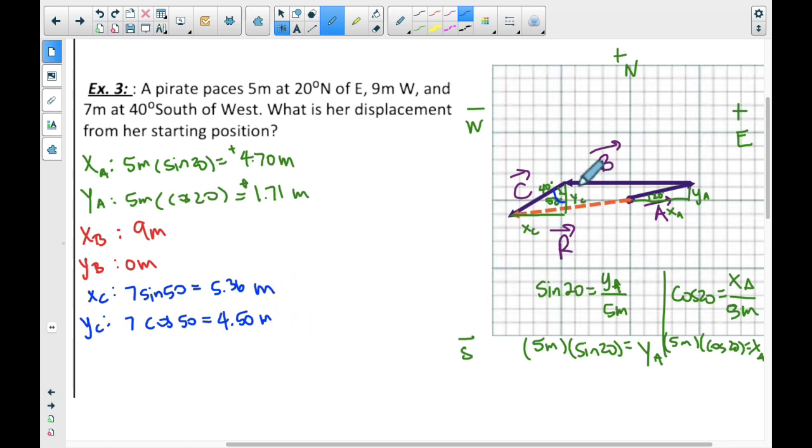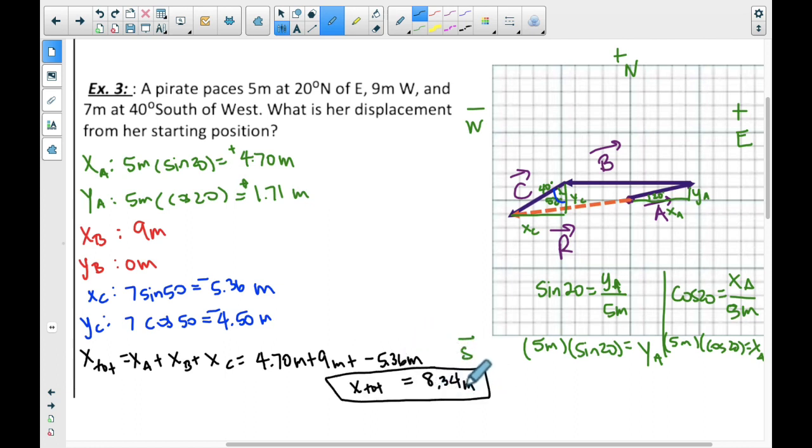I need to look at positive or negative. It is negative because it's going to the west, so my x is negative. It's also going down or south, so that's also negative. So both of those are negative. Now what I need to do is add up all these together in the x direction and then add up all the rest of them in the y direction. All right, so I'm going to add up all three of my x components, and I get 4.70 plus 9 plus a negative 5.36. I'm going to put that on my calculator.